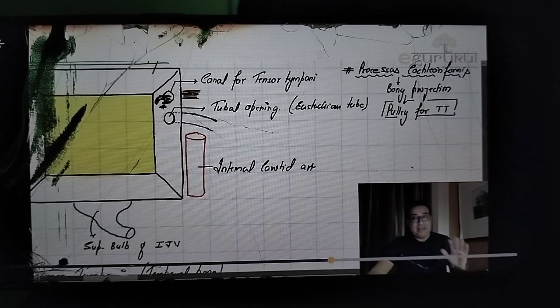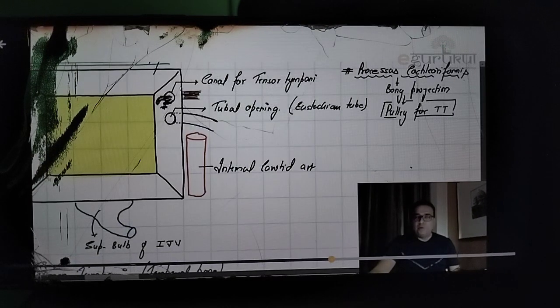So this is all about the anterior wall. We have a canal for tensor tympani. We have a processus cochleariformis from where the tensor tympani muscle will curl toward the lateral side. We have a tubal opening, which is the medial opening, or I should say, sorry, not the medial, the anterior opening, the opening of the eustachian tube toward the middle ear.